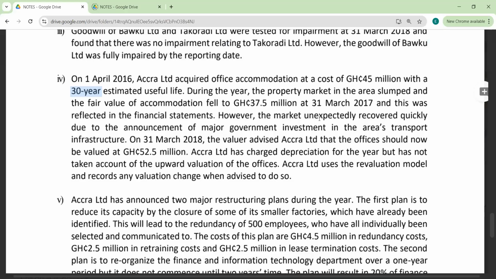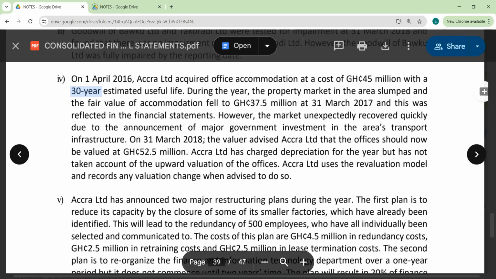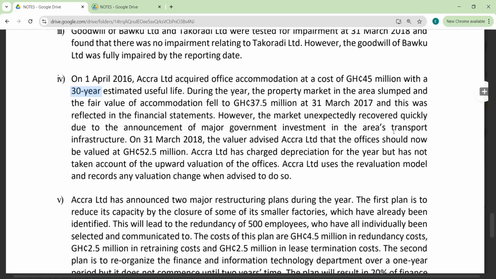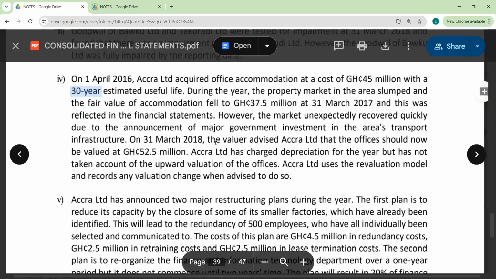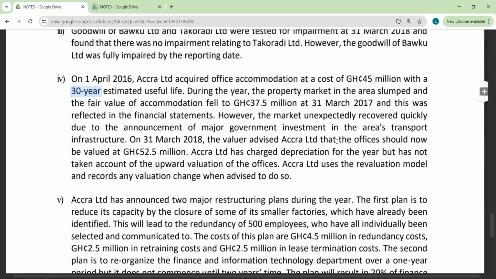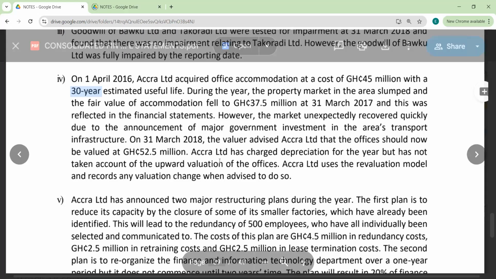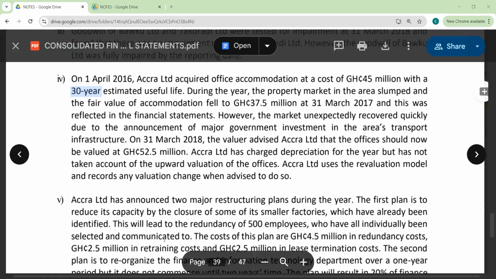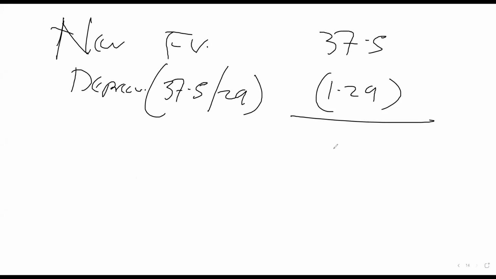They say that, however, the market unexpectedly recovered quickly due to the announcement of major government investment in the area's transport infrastructure. On 31st March, the valuer advised Accra Limited offices should now be valued at 52.5 million. You're getting a gain over there. So after depreciation, what do you get? 36.21.